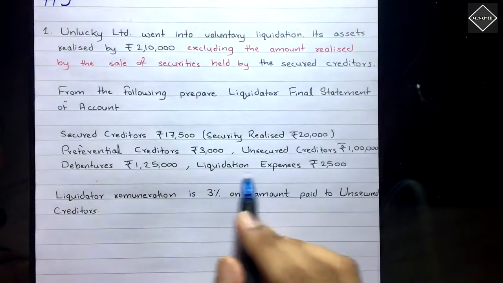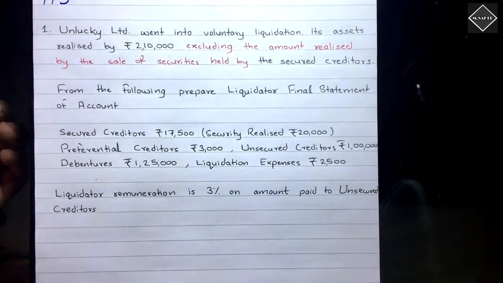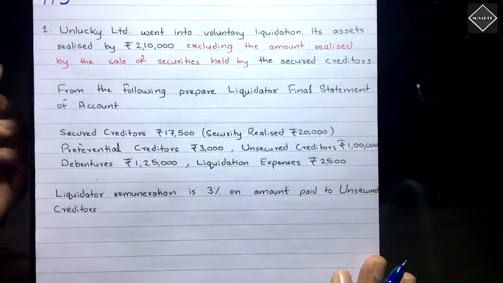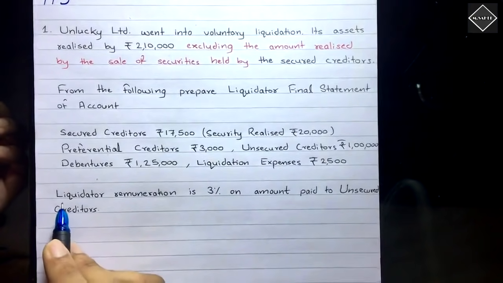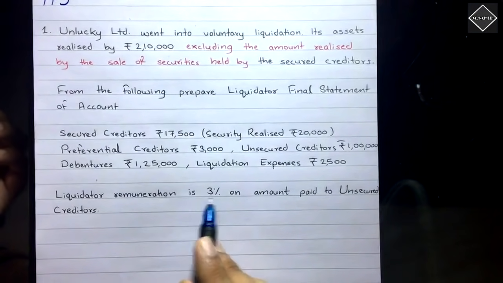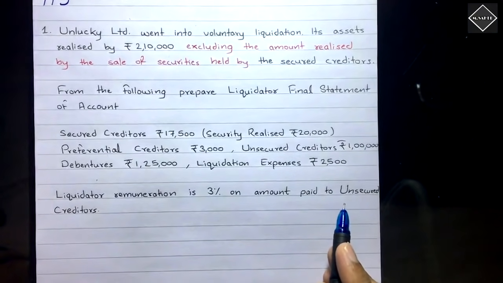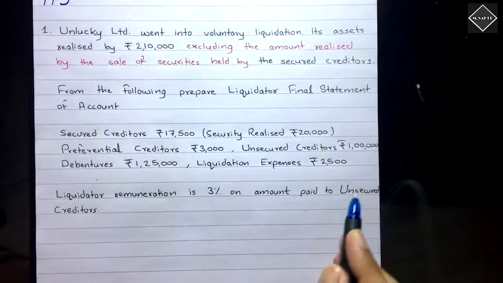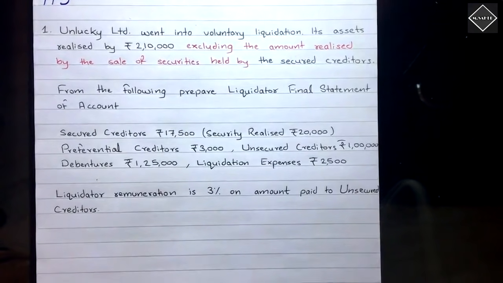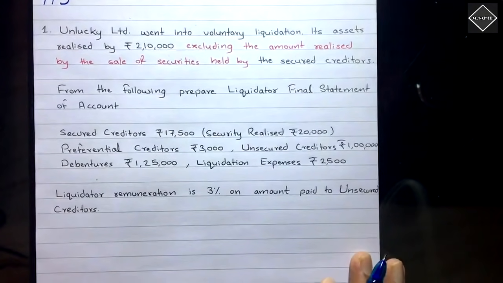Fine. Liquidation expenses rupees 2,500. This we also have to pay, and then finally, the liquidator's remuneration is 3% on the amount paid to unsecured creditors. Now here the remuneration is based on what? Unsecured creditors. Okay, so now let's solve this problem and see how to do it.